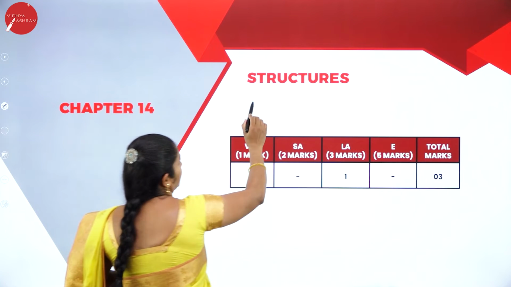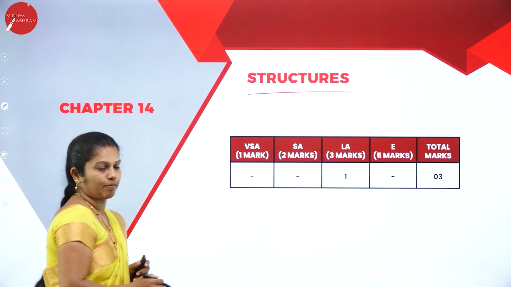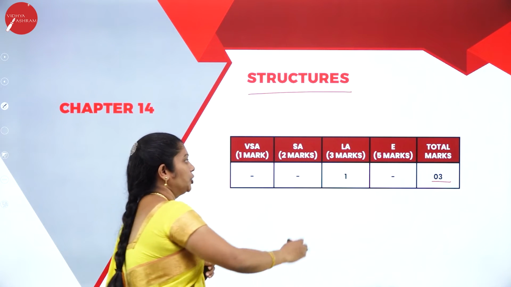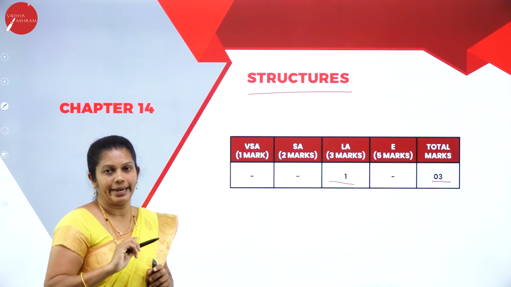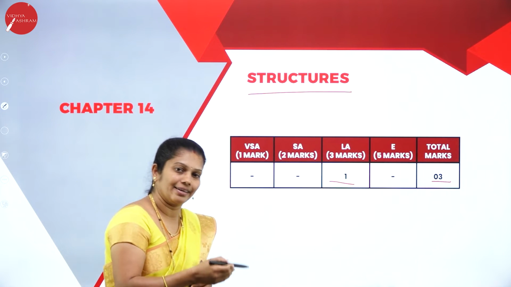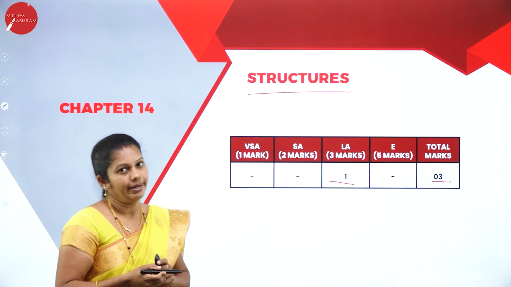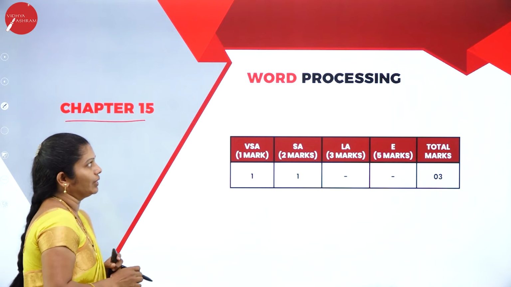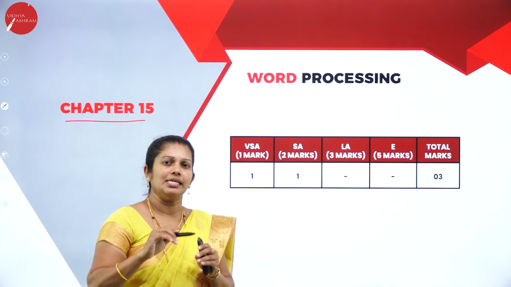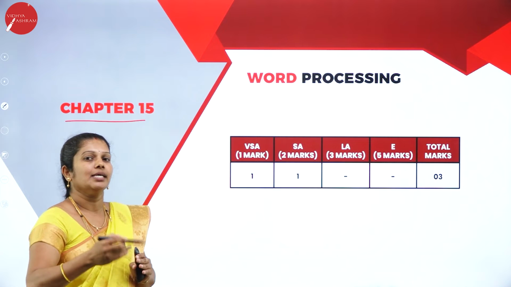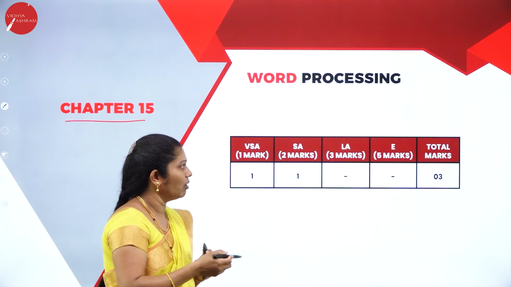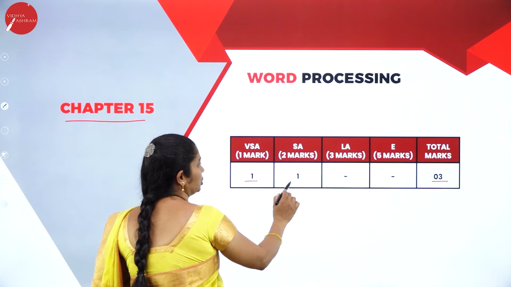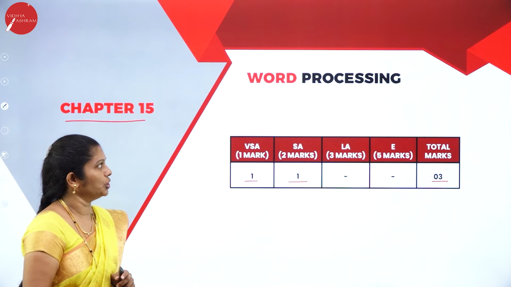Next, chapter number 14, structures. On this chapter, the total weightage will be only 3 marks. In part C, only 1 question you will get, like what do you mean by structure, how to declare a structure, how to access the structure element, like that you may get the questions. The next chapter, chapter number 15, is word processing. It's the easiest chapter. In this, you can easily score good marks because only 2 questions you will get, that is for 3 marks. In part A 1 question, as well as in part B 1 question.